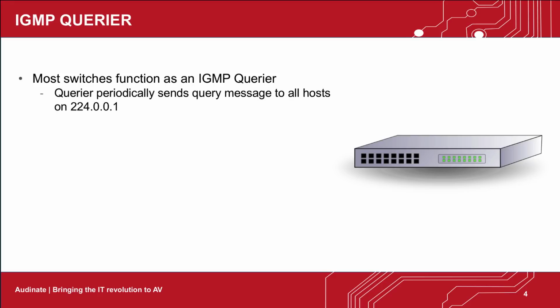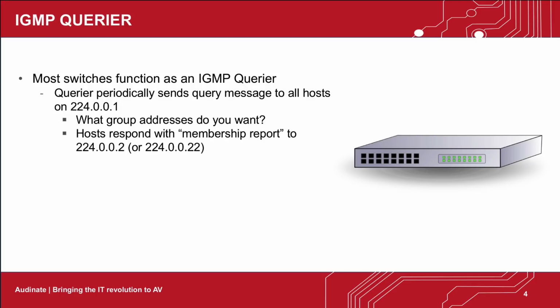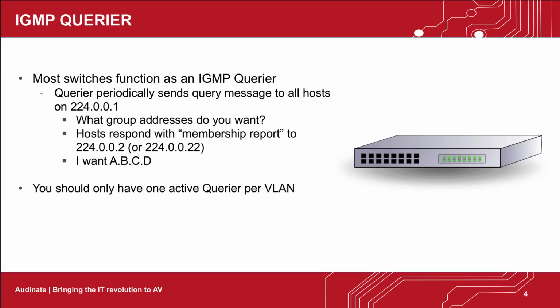So a querier periodically sends a query message to all hosts on 224.0.0.1 asking, "What group addresses do you want?" Hosts then will respond with a membership report to 224.0.0.2 or 224.0.0.22. You should have only one active querier per VLAN.